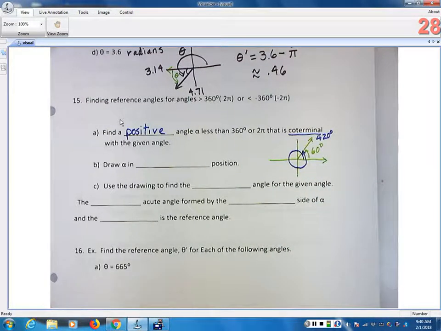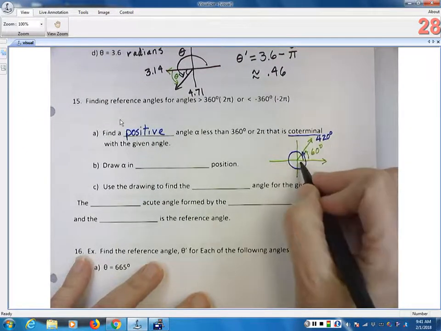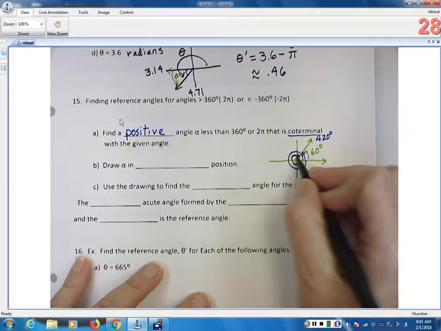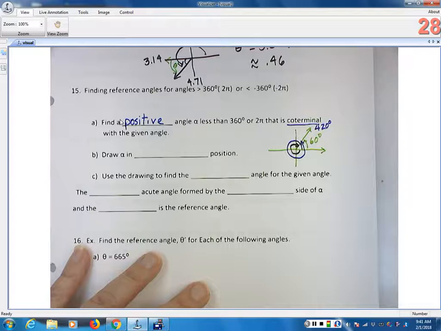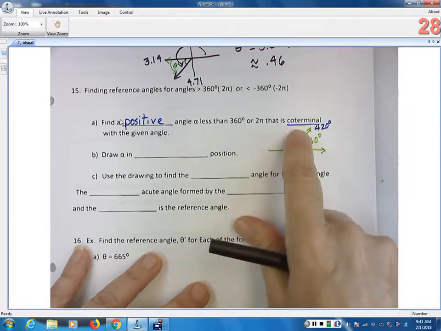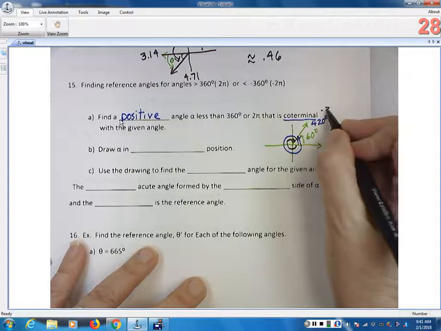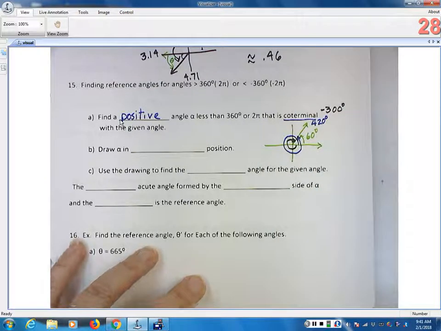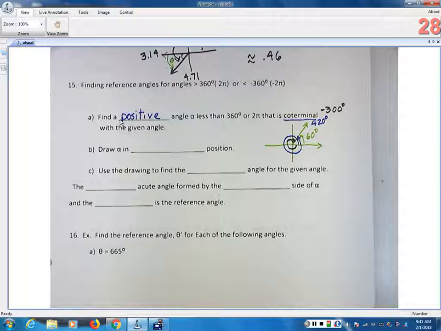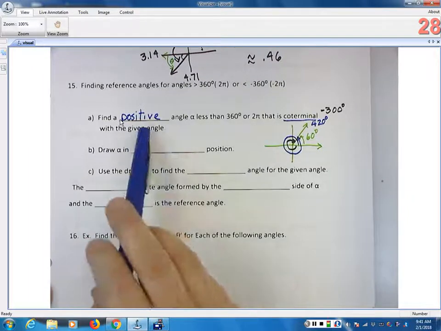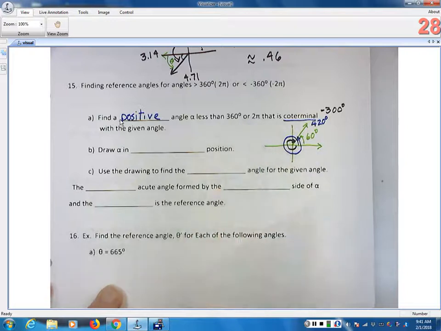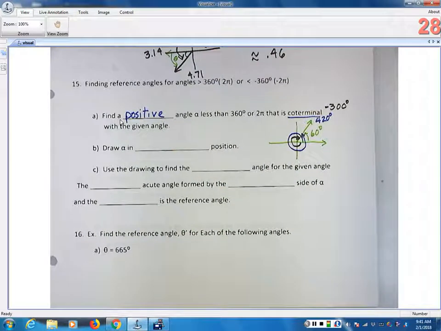That's what coterminal means. We could also go the other way. We could make it a negative angle in black here. So negative 270 plus 30, negative 300 would also be coterminal. We usually don't do the negative. So that's what coterminal angles are. So then we find a positive angle less than 360 or 2 pi. So we did some of that. We had to convert from larger numbers or negative numbers, and we did that on the first worksheet, I believe.